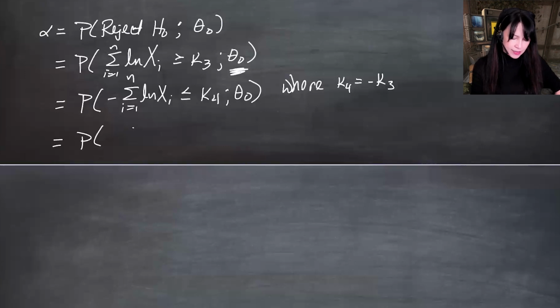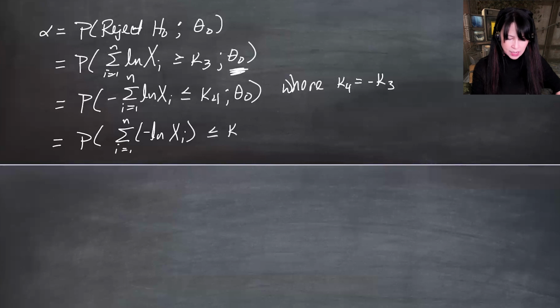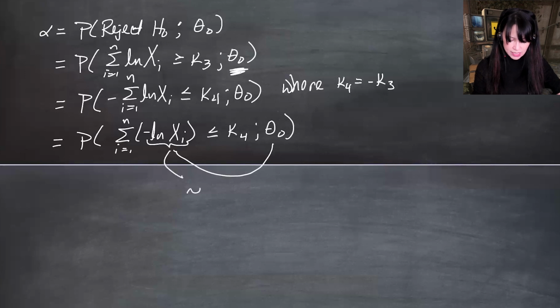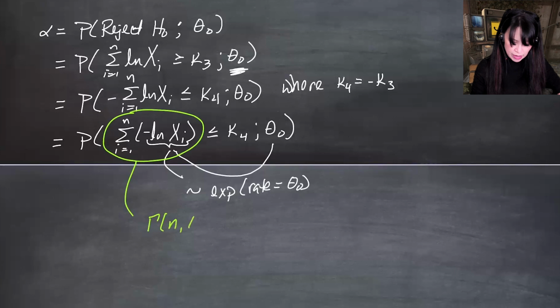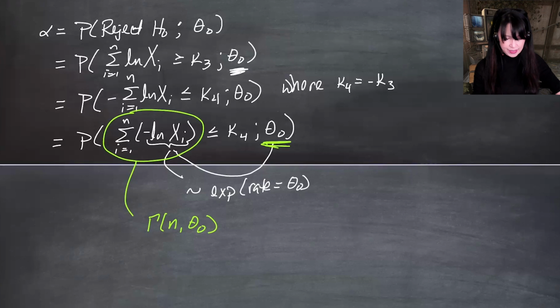This, not that you need to write this line, but this is the sum as i goes from 1 to n of the negative of the log of the x_i. So right there you see the exponentials in the parentheses. And the parameter is not just a generic theta here, but it is theta naught. And if it's theta naught, then this is exponential with rate theta naught, which makes this entire thing, because they're IID, have a gamma distribution with parameters n and theta naught when the null hypothesis is true.